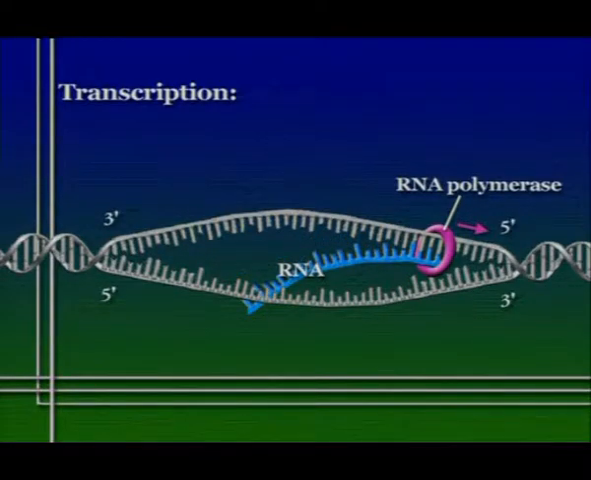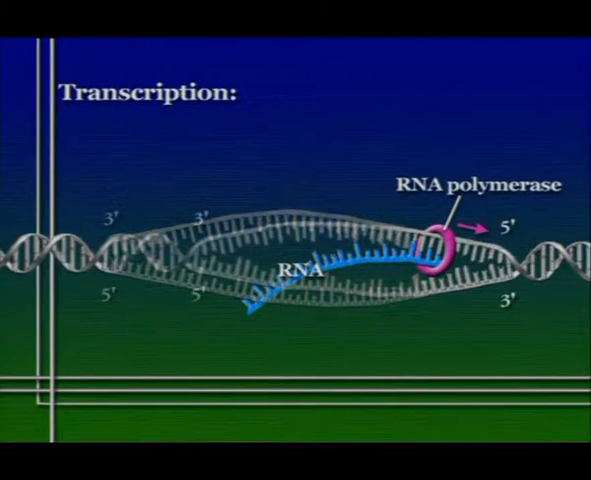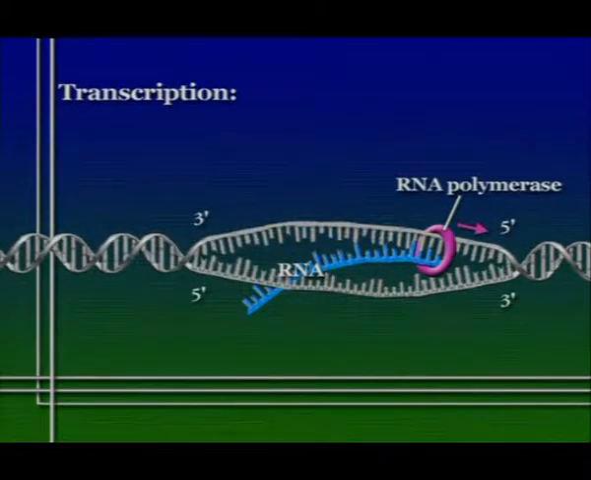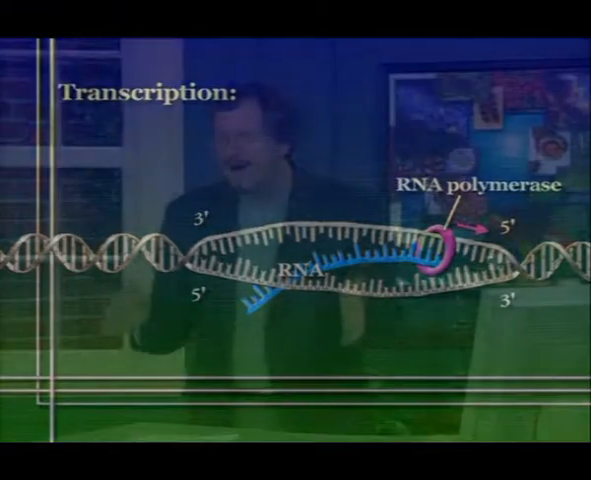And behind, in the wake of this process, the DNA helix then re-anneals, winds back up. Actually, only a relatively small section of DNA is unwound at any one time in the process of transcription. Only a small sequence, a small number of base pairs come apart.